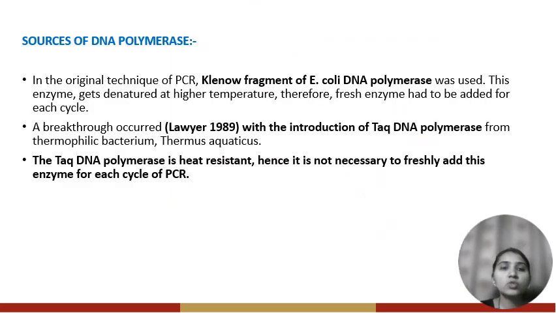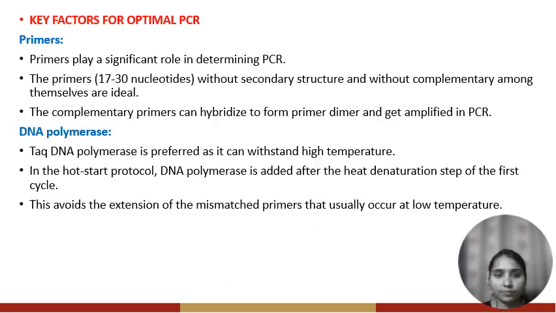Next are the sources of the DNA polymerase. In the original technique of the PCR, the Klenow fragment of the E. coli DNA polymerase was used. But this enzyme gets denatured at high temperature, therefore fresh enzyme had to be added for each cycle. That's why in 1989, with the introduction of Taq DNA polymerase from the thermophilic bacterium Thermus aquaticus, the DNA polymerase became heat resistant, and hence it is not necessary to freshly add this enzyme for each cycle of the PCR.